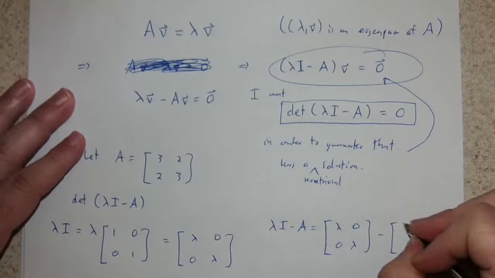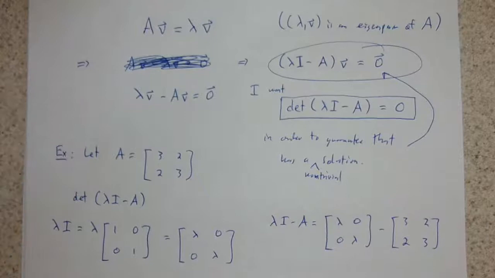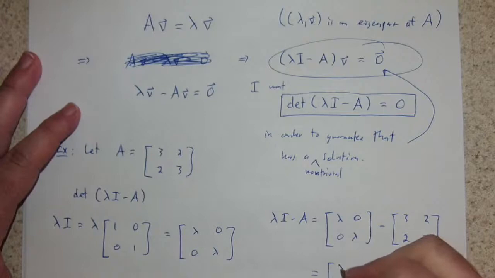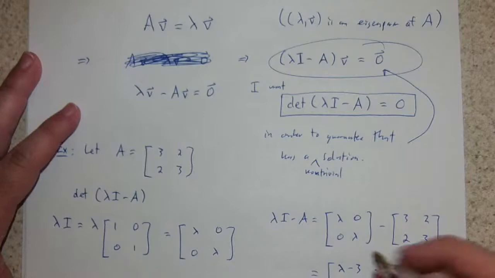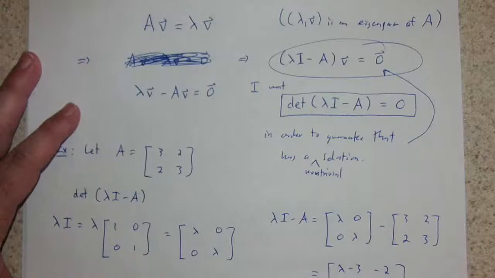Rewriting this as a single matrix, this would be lambda minus 3, 0 minus 2, so it's minus 2 here, 0 minus 2, so that's minus 2 there, lambda minus 3, so that's lambda minus 3 here. So that is what it looks like.